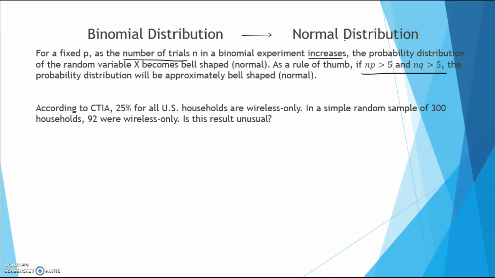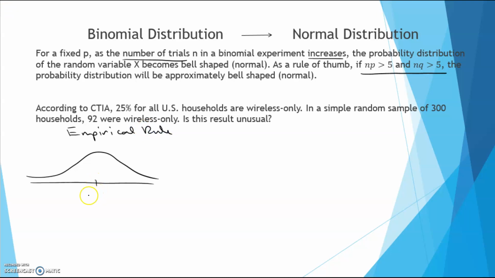Okay. So 25% of all U.S. households are wireless-only households. In a simple random sample of 300 households, 92 were wireless-only. Is this result unusual? And when we were talking about if something was unusual or usual, we were in a normal distribution, and we were talking about the empirical rule when we went over this.